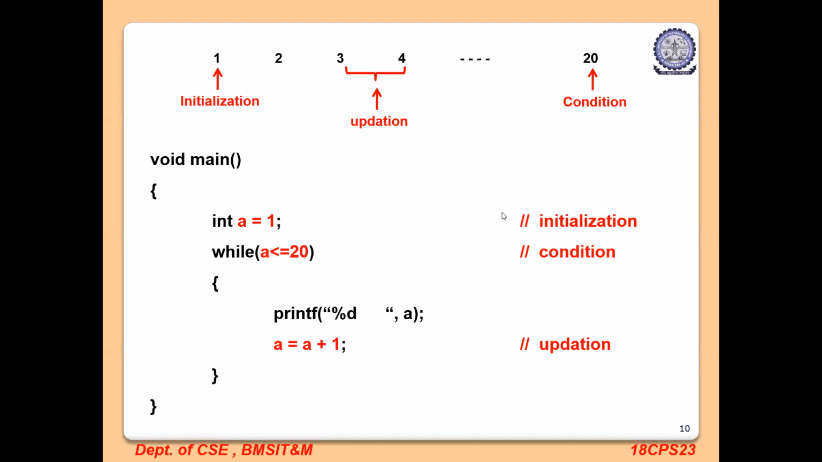Is it clear? In the updation statement, can we use a plus equal to 1? Yes, very well, you can use that. Any statement which increments a by 1 is allowed. In fact, here we have incremented a by 1. You can also print values from 20 to 1. In that case, you have to decrement. You say a equal to minus 1. That also works.